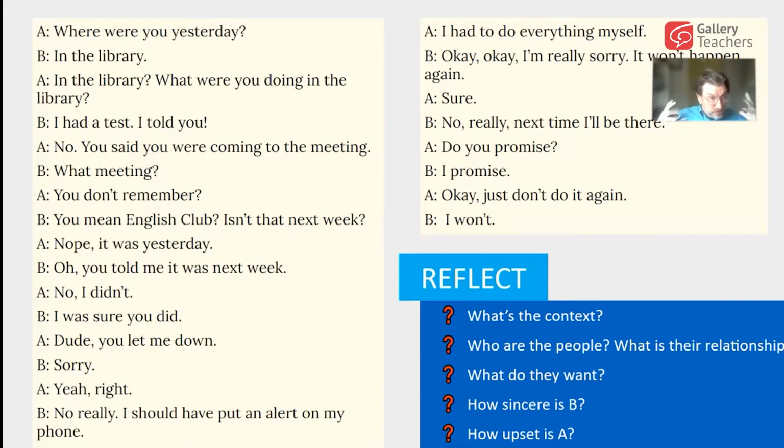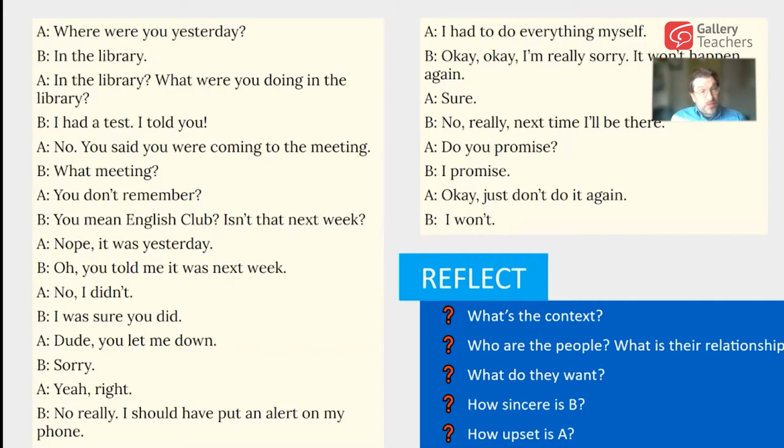So this is a script about making an apology. B has done something wrong. They've missed an important meeting and let A down. And A wants an apology. Now, in real life, if you were going to confront someone and say, I want an apology from you, you would think about certain questions, probably unconsciously, but you would think about them. So I'm going to ask students to think about those same questions consciously.